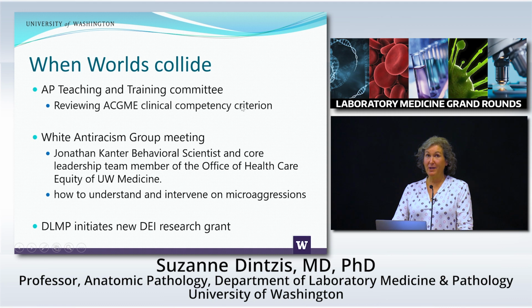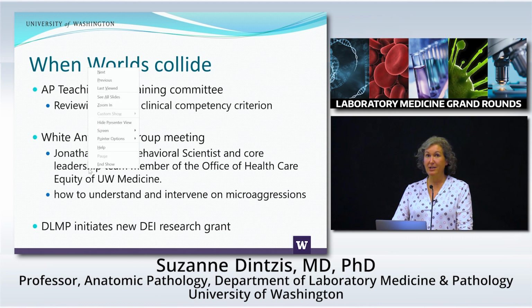So it was when I'm on the Teaching and Training Committee looking at this, trying to assign scores to our residents. And at the same time, I had the opportunity to join the white anti-racism group here at the University of Washington. This was a group that was not only restricted to the medical center, it was university-wide, of people who felt that they really needed to be together in a group to talk about current issues. It was conceived of and monitored by Jonathan Cantor, who is one of the core leadership team members of the Office of Healthcare Equity here at UW-Medicine.